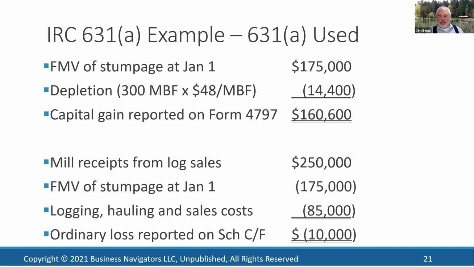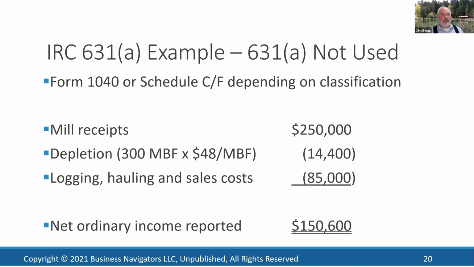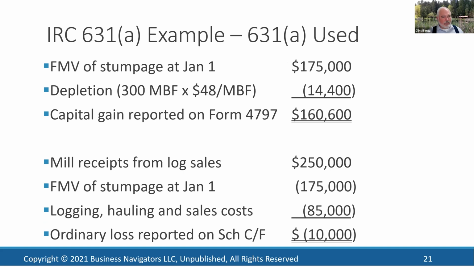That negative $10,000 plus the $160,600 is $150,600. So it's the same dollar amount of income we're reporting. We've just turned $150,000 of ordinary income into $160,000 of capital gain and a $10,000 loss. These things are added together for purposes of being able to deduct the loss. So even if you're a personal use taxpayer, you would be able to deduct that $10,000 loss because you have that $160,000 of income. Overall, you've got that income. And so that loss actually reduces your income from other sources.